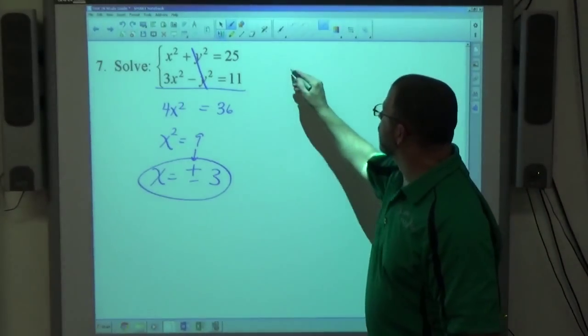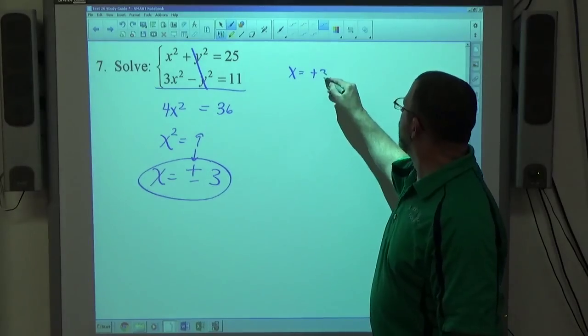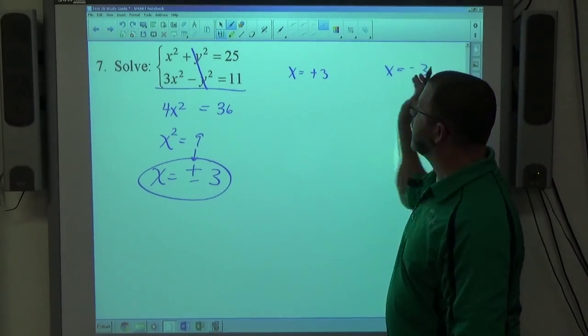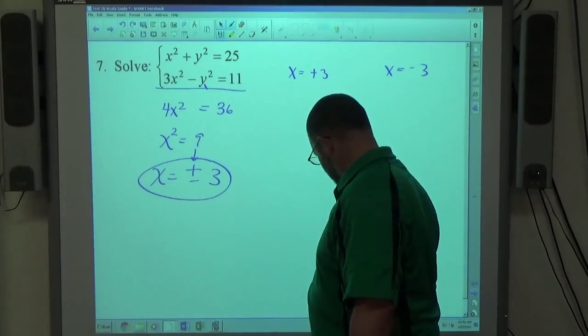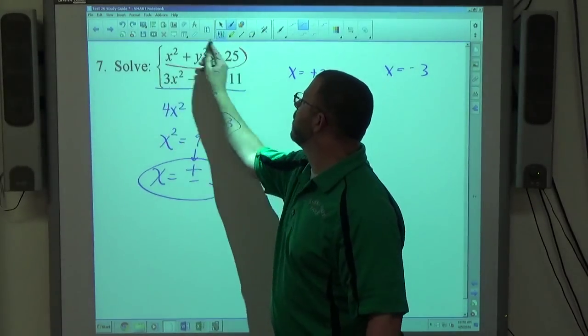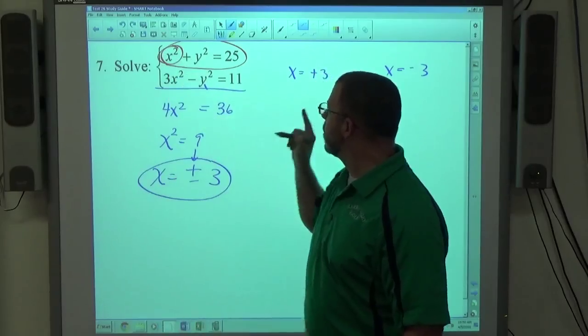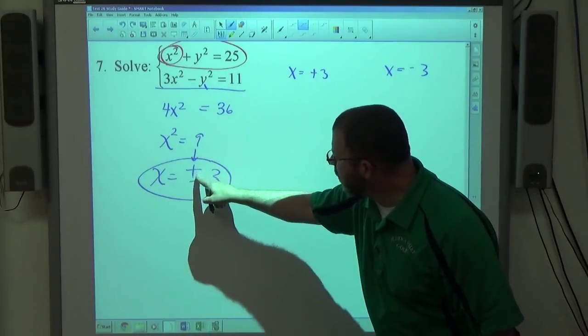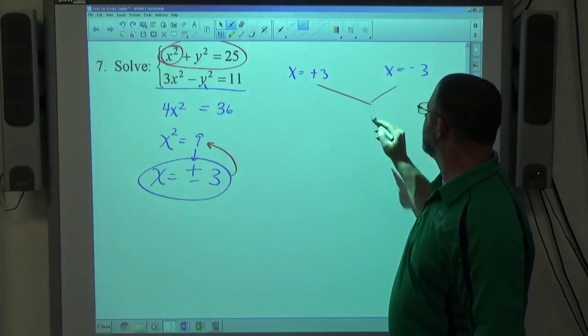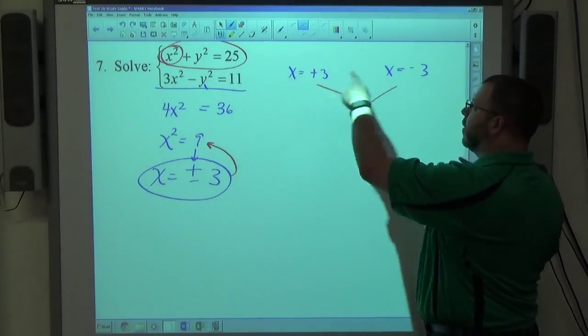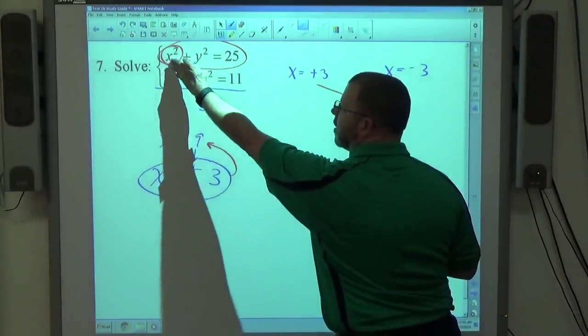Wants to know what x equals. X equals either positive 3 or x equals negative 3. I take one of the two equations I started off with. I prefer the top one. Everything's positive in the top one. It says x squared. All right, so whether x is positive 3 or negative 3, notice x squared equals 9. So these are going to make the same equation. So whether x is 3 or negative 3, when I square it, x squared is 9.